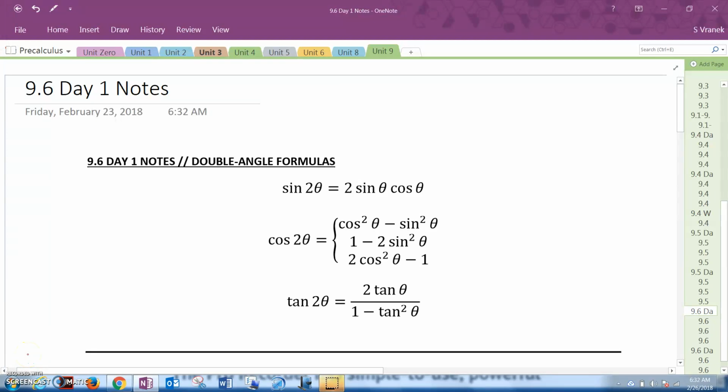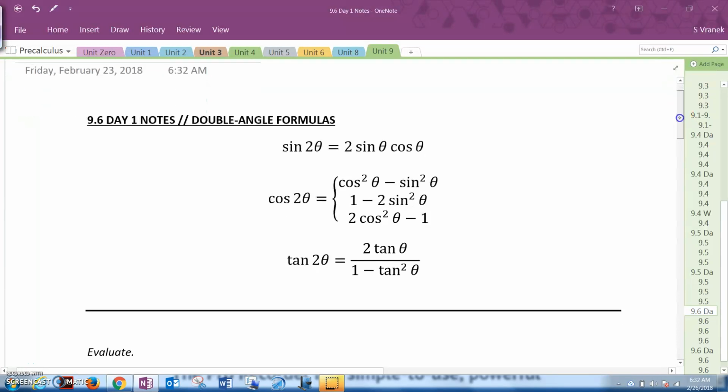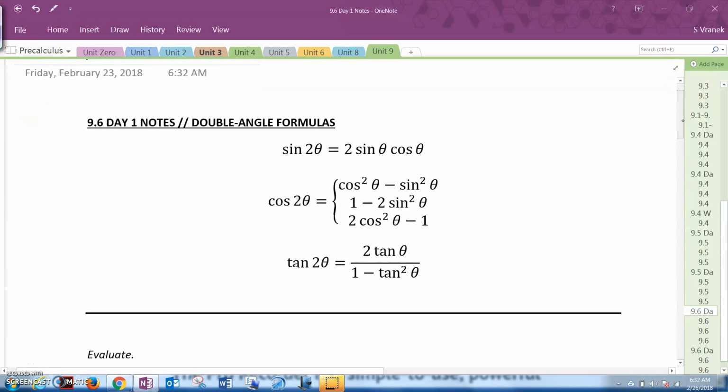Alright class, we're near the home stretch of this unit. We are doing double angles today. If you look, these are the three double angle formulas, and actually, if you notice, cosine of 2 theta has three different ones. These are all equivalent. You do not need to do all three. They will all give you the same answer. So just use whichever one you feel comfortable with.